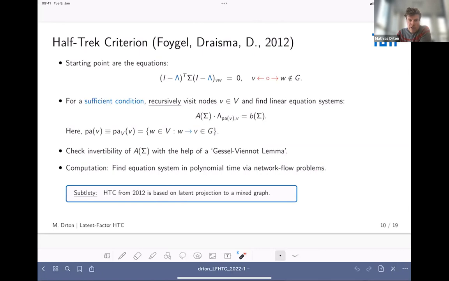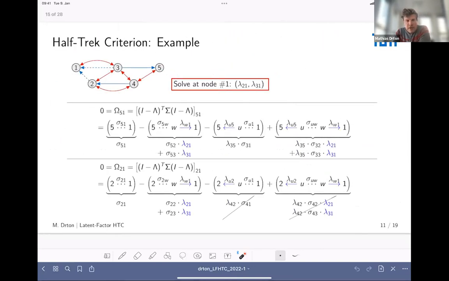So this paper, when you read it, will not be about graphs with explicit latent variables, but rather about mixed graphs. And there are some subtle differences, but I'm not going to get into this right now. Here's an example of the sorts of things we can do with our criterion.